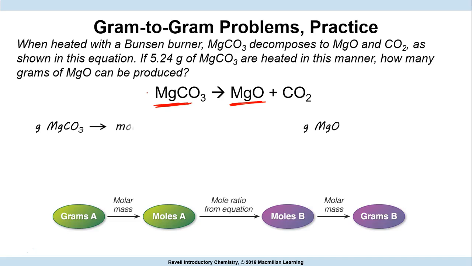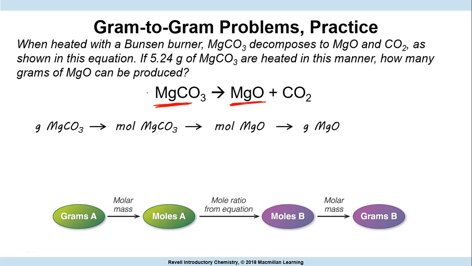We are moving from grams of magnesium carbonate. We'll convert it first to moles of magnesium carbonate. Then from the moles of magnesium carbonate, we are going to convert it to moles of magnesium oxide. Then from the moles of magnesium oxide, we'll convert to the grams of magnesium oxide. So what have we been given? We've been given 5.24 grams of magnesium carbonate.